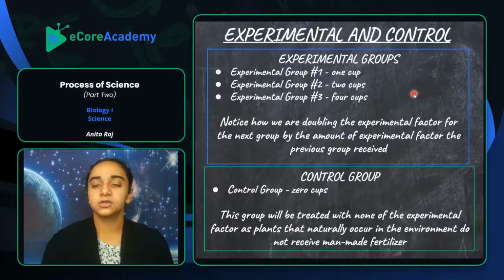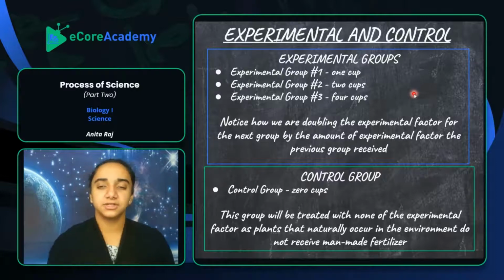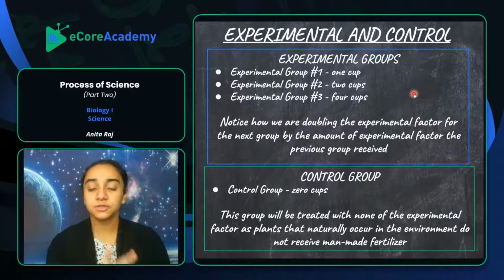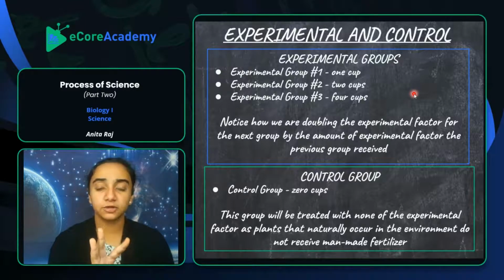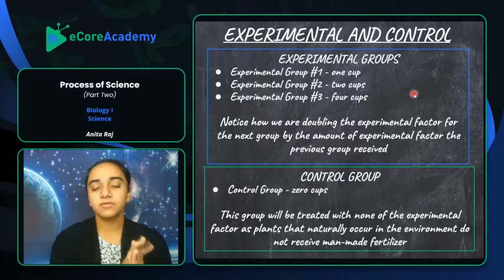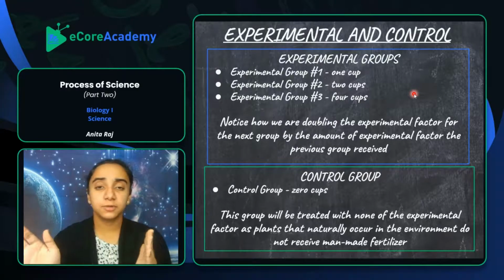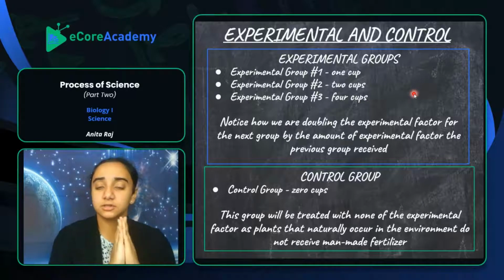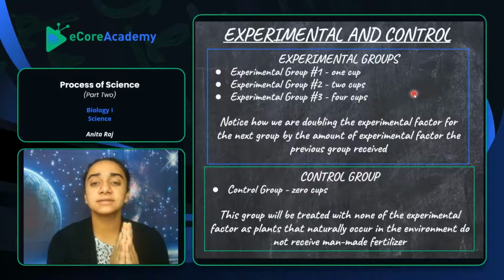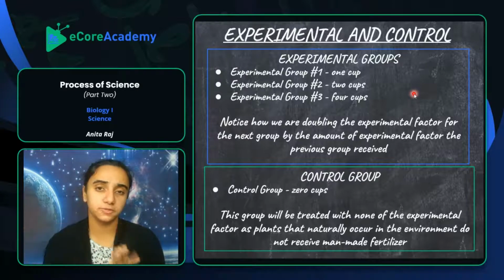And usually you'll see this often when you're talking about concentrations. That's why I just wanted to depict it in this experiment. So remember, we have 3 experimental groups. All 3 are getting the experimental factor, but at varying degrees. And then we have the control group getting none of the experimental factor, and we're going to treat it as normally as possible, so we have a basis to compare these experimental groups to.